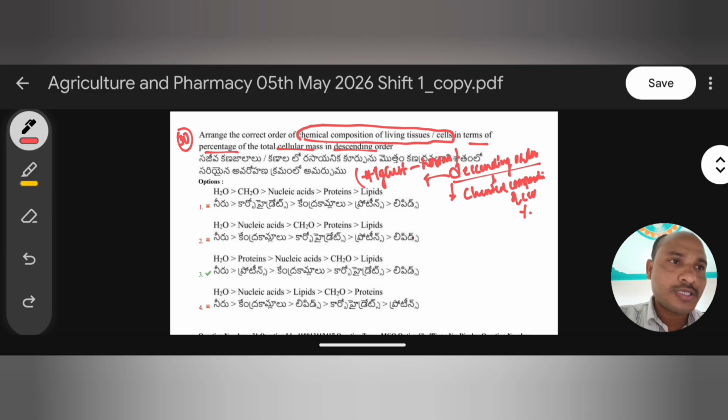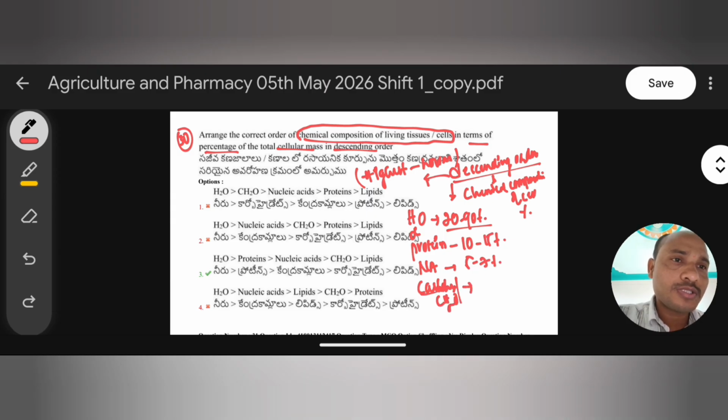For example, in a cell, the highest chemical composition is water. Generally 70 to 90% of a cell is water. Then proteins, around 10 to 15%. After protein, we have nucleic acid, around 5 to 7%. Then we have carbohydrates, like starch, around 3%. And last, we have a little amount of lipids, that is 2% only. So in a cell or tissue, we have chemical composition in these percentages.